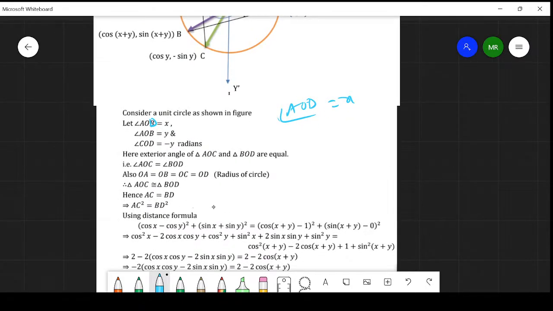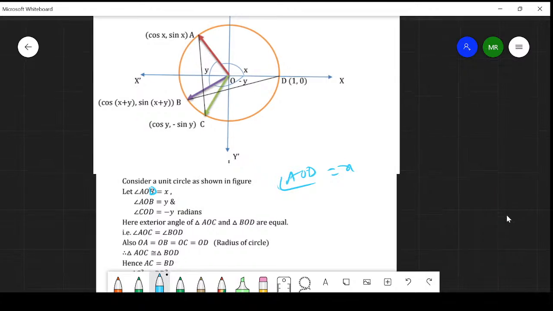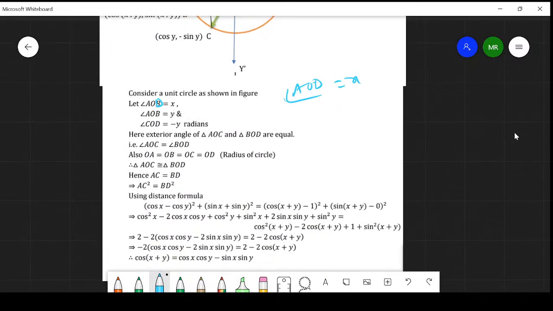Using the distance between 2 points formula, you find AC between 2 points: (x1 minus x2) whole square plus (y1 minus y2) whole square. Find the distance between A and C. This is A and C, this is x1, y1, x2, y2. Use the distance between 2 points formula and expand that. Similarly, you find the distance between B and D and expand this.